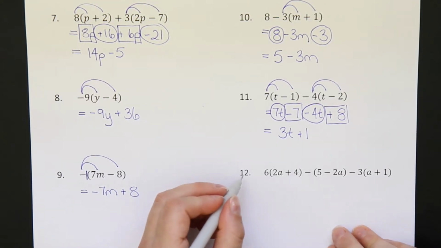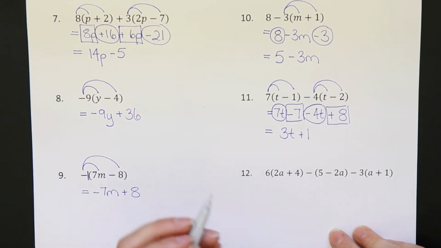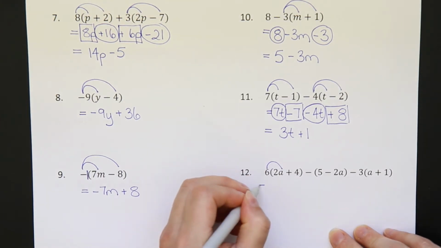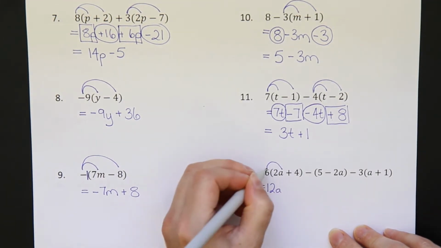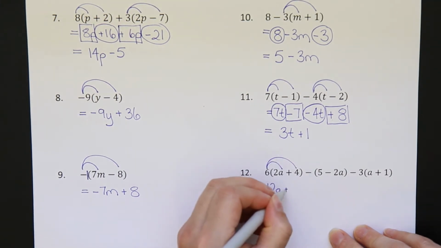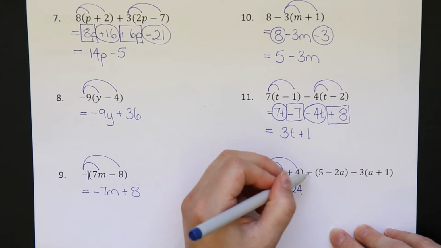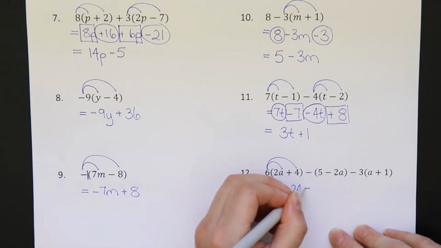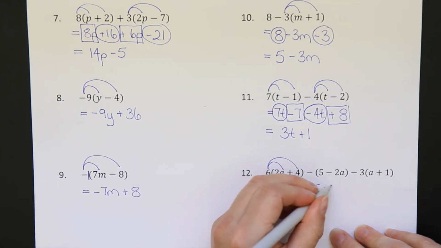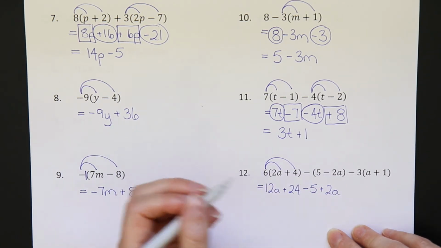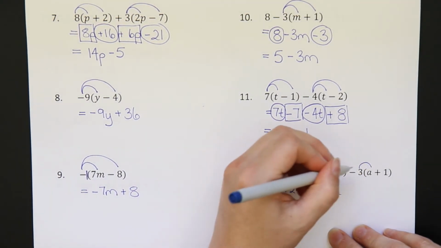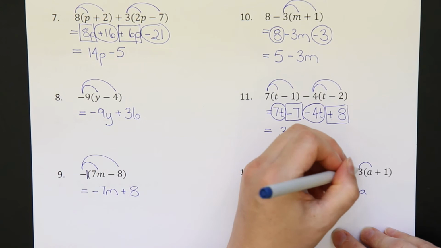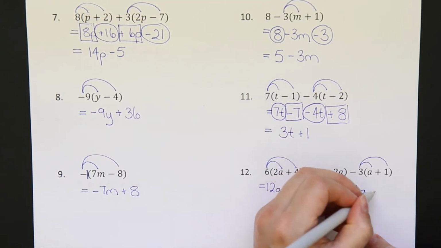And way down here at the bottom of my page, I have 3 brackets to expand out. Just do it one at a time. 6 times 2a. 6 2s are 12a. 6 times 4 makes 24. Okay, I have a minus to expand into this bracket, which remember changes the sign of everything inside. It will become a minus 5 and a plus 2a. Then I have a minus 3 to expand into here. Minus 3 times a is minus 3a. And minus 3 times 1 is minus 3.